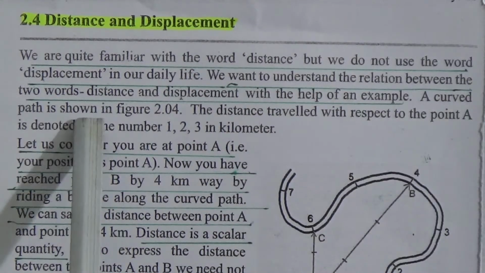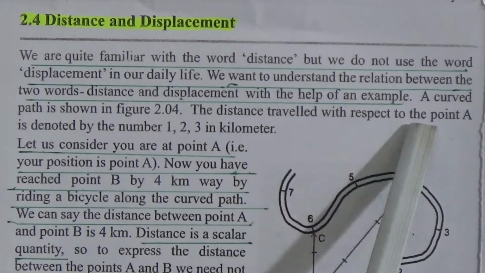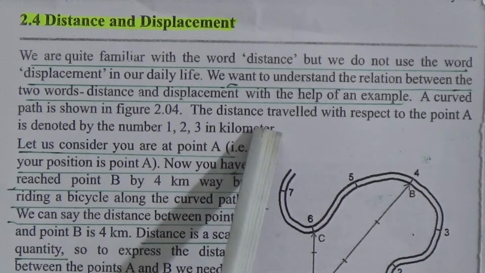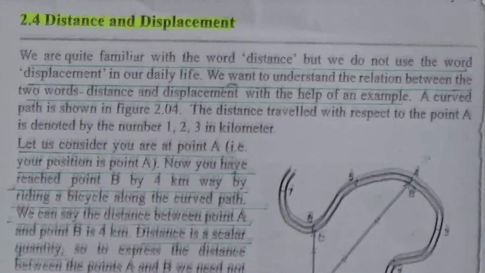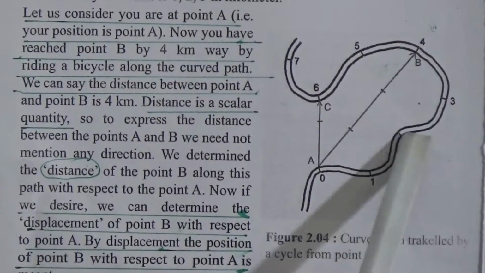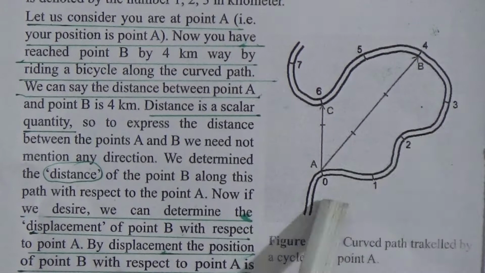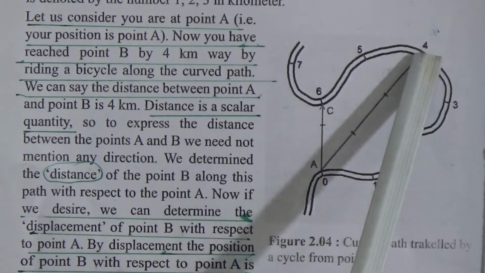A curved path is shown in the figure. The distance traveled with respect to point A is denoted by the numbers 1, 2, 3 in kilometers. Here A is a point, B is a point and C is a point, with the numbers 0, 1, 2, 3, 4, 5, 6, 7. This is the path, and these are the kilometer marks, 1 kilometer, 2 kilometers, 3 kilometers and 4 kilometers.